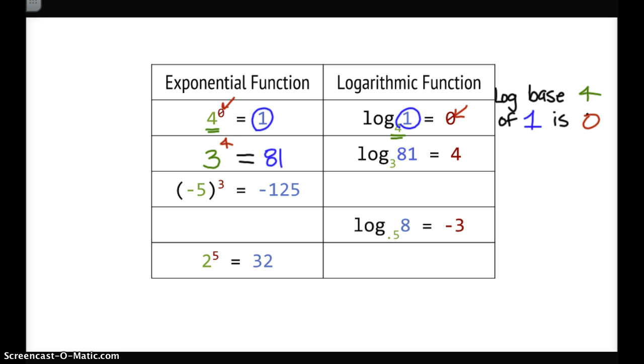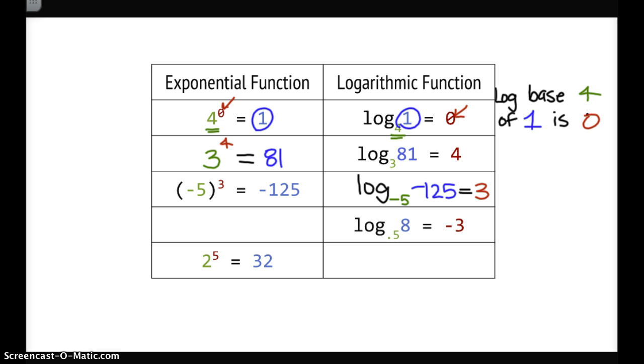The base is -5. The exponent, which carries over and becomes what the logarithm, and then the value. So we're going to say log base. Remember when we read it, it's log base. That clues us into where that number should go. Log base -5 of -125 equals the exponent.